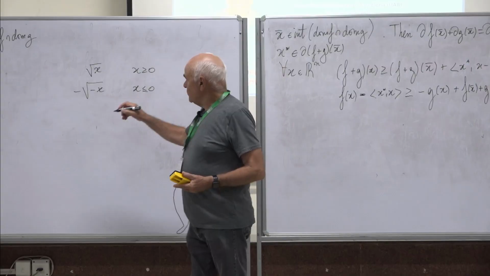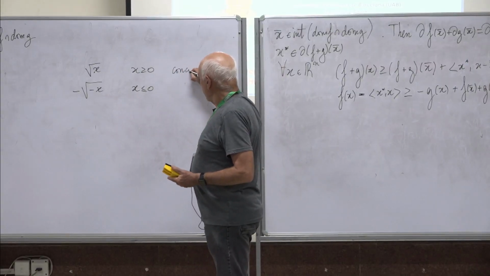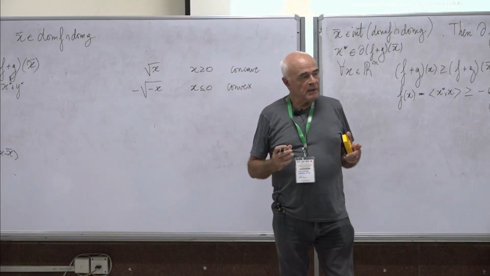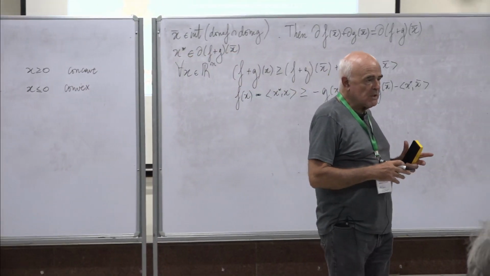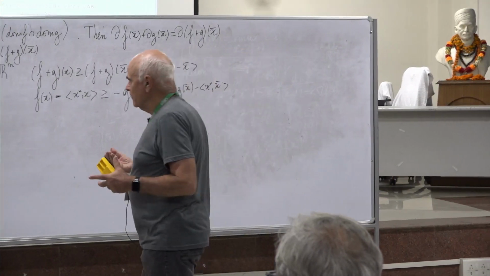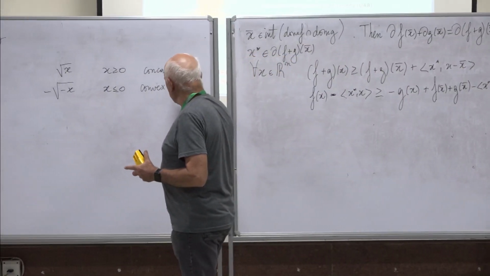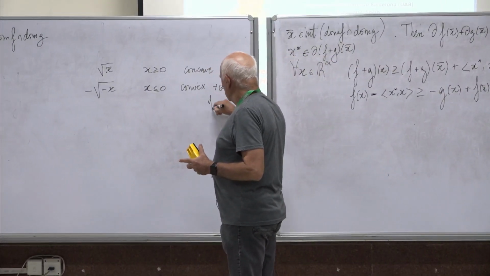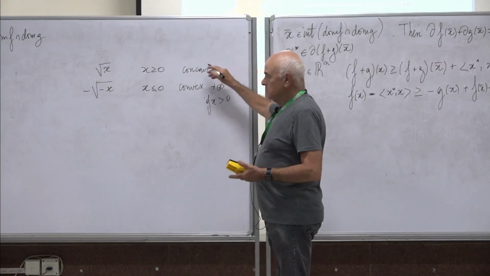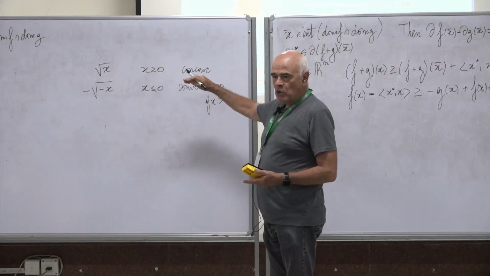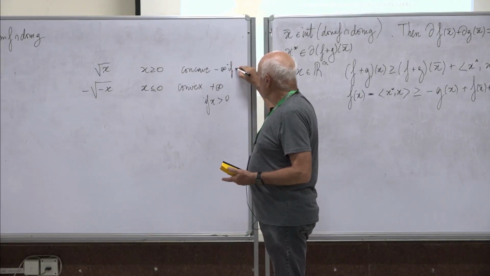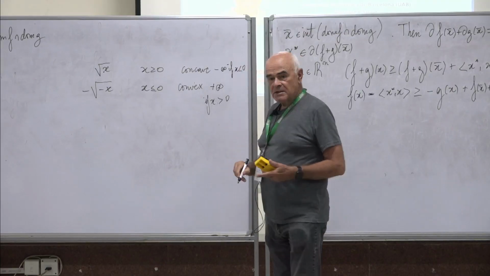So, in fact, this function is concave, and this function is convex. And when dealing with convex functions, we are all the time assuming that outside the domain it is plus infinity. So this function is plus infinity if x is positive. And for this function, we are changing signs when moving from convexity to concavity. This function is minus infinity if x is negative.